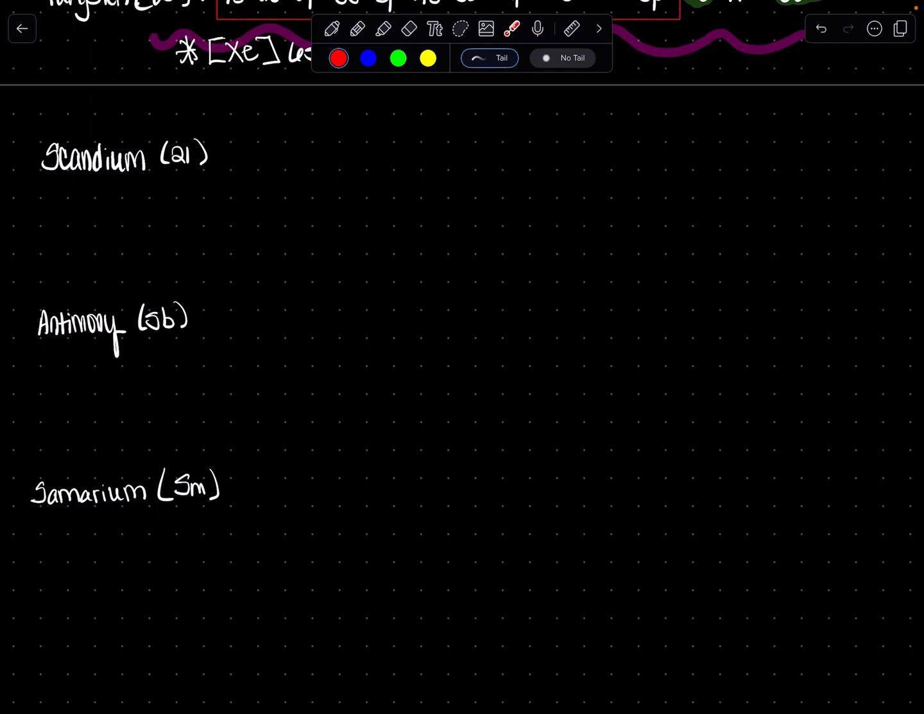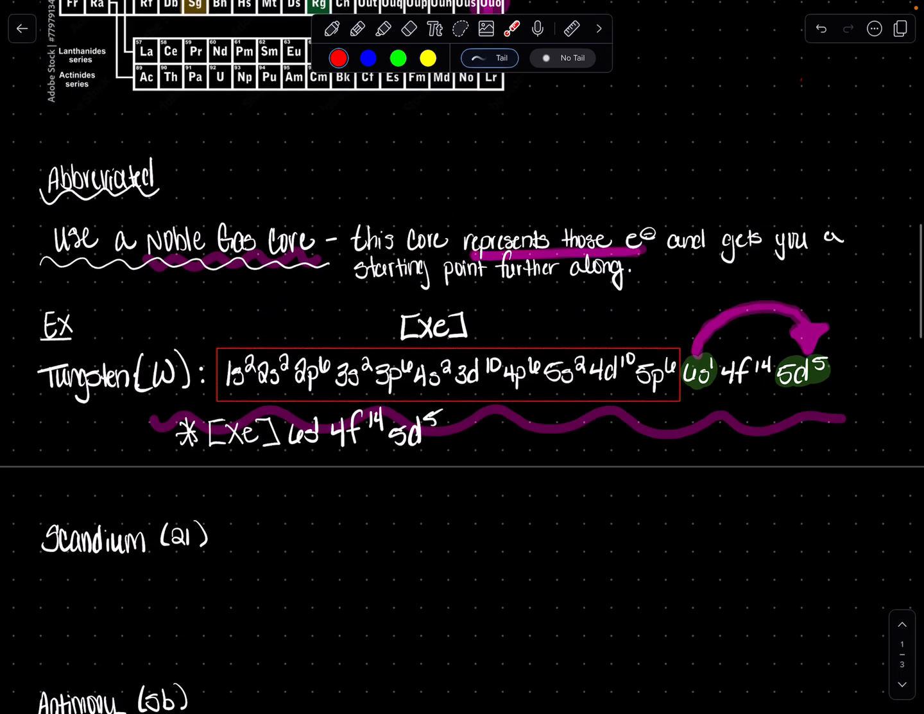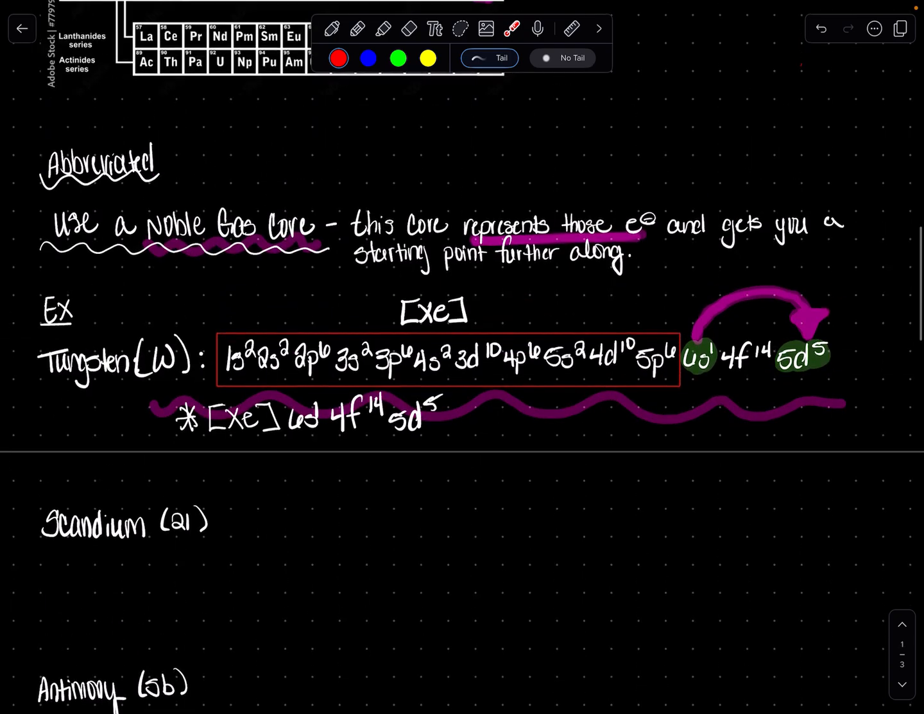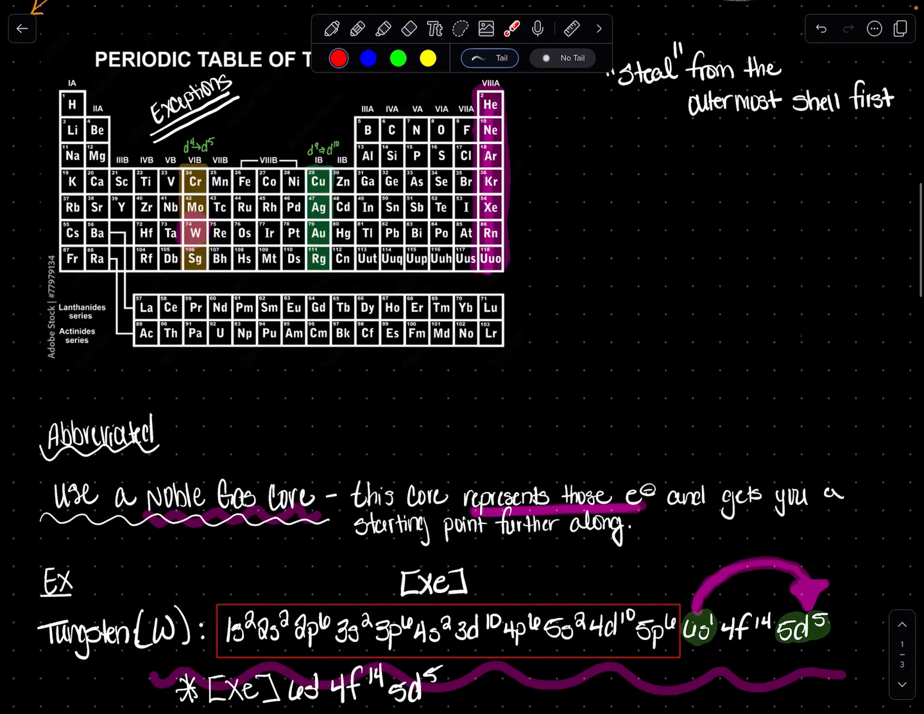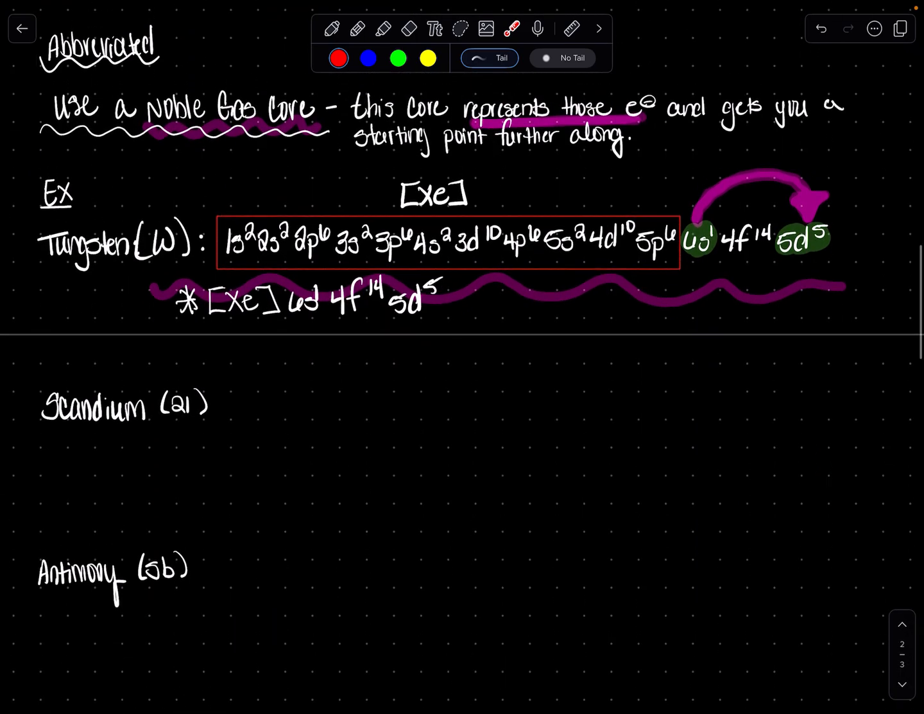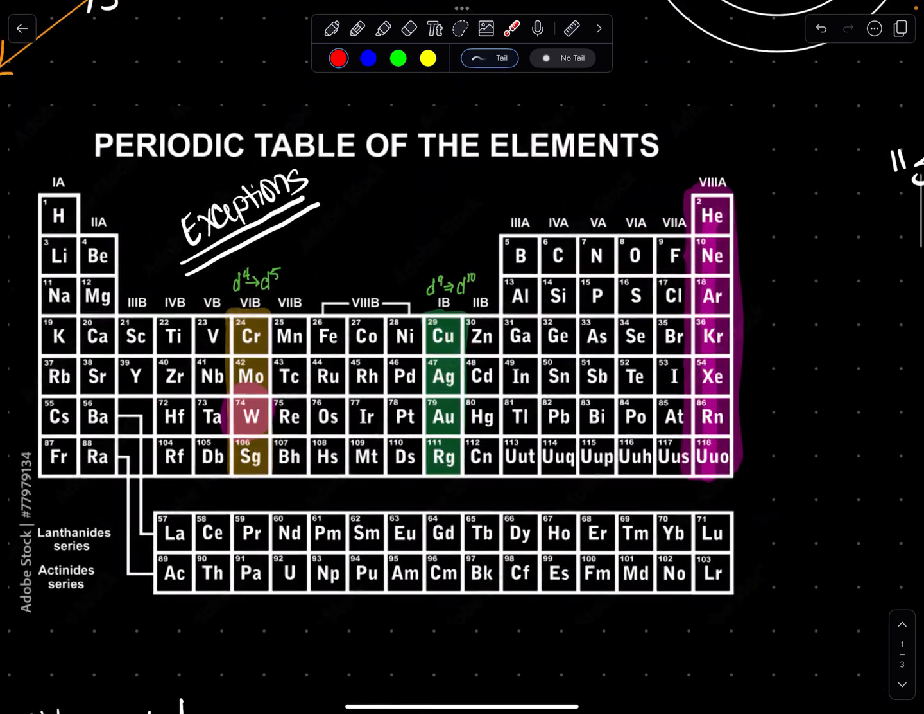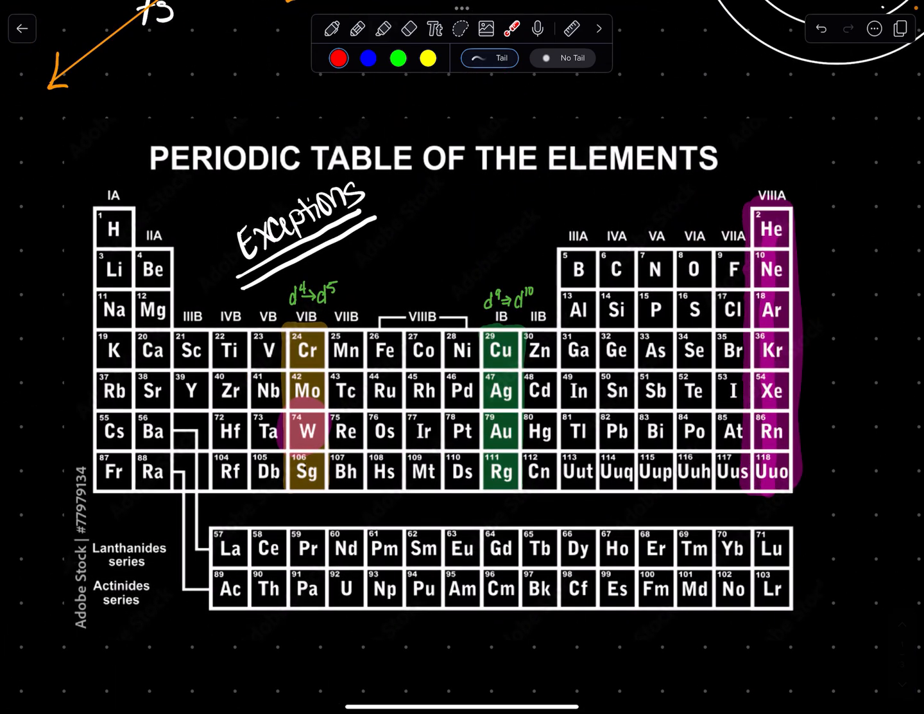So scandium has 21 electrons, and I have to use my noble gas core, but I didn't specify how to pick a noble gas core. Your noble gas core can't exceed how many electrons you have. So if I'm doing scandium, scandium's number 21. So let's zoom in here so we can see. Scandium is number 21, so we're here. All right, I can't go forward and pick krypton. That would be too many electrons.